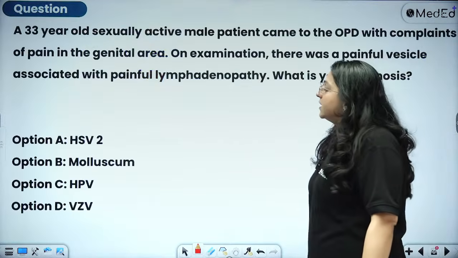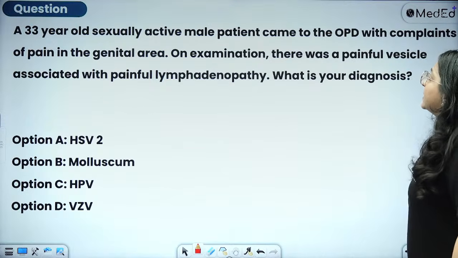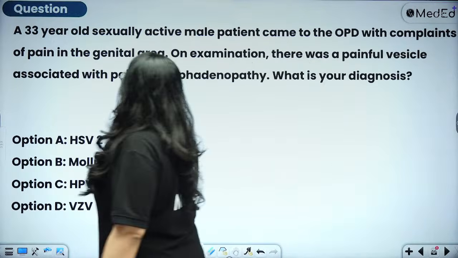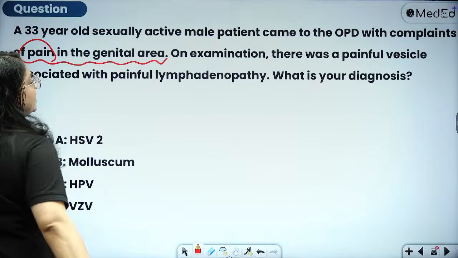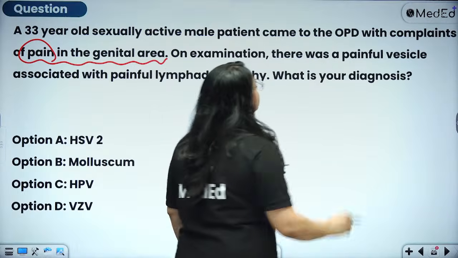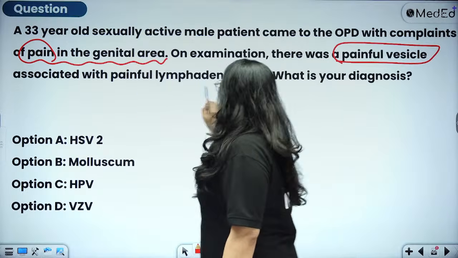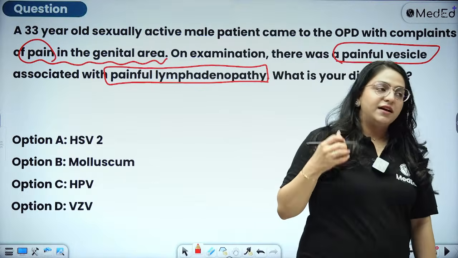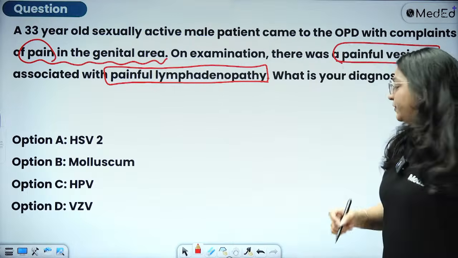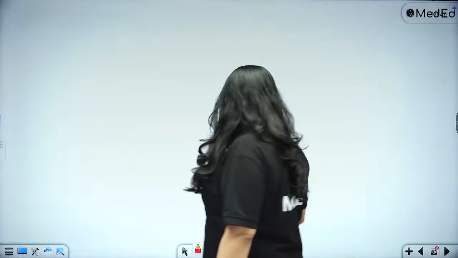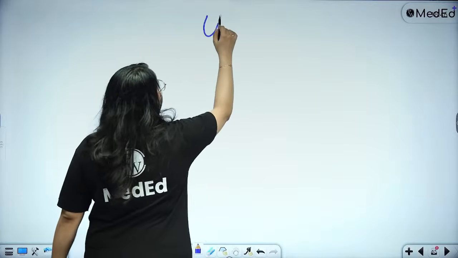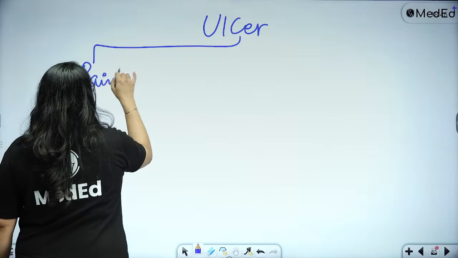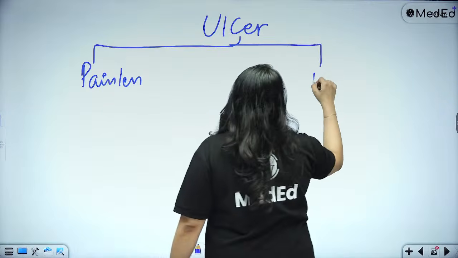Okay, great. A 33-year-old sexually active male patient came to OPD with complaints of pain in the genital area. On examination, there was a painful vesicle associated with painful lymphadenopathy. What is the likely cause? So they are talking about painful genital ulcers with painful lymphadenopathy. How do we remember this? We always write here: ulcer. Ulcer can be painless, ulcer can be painful.